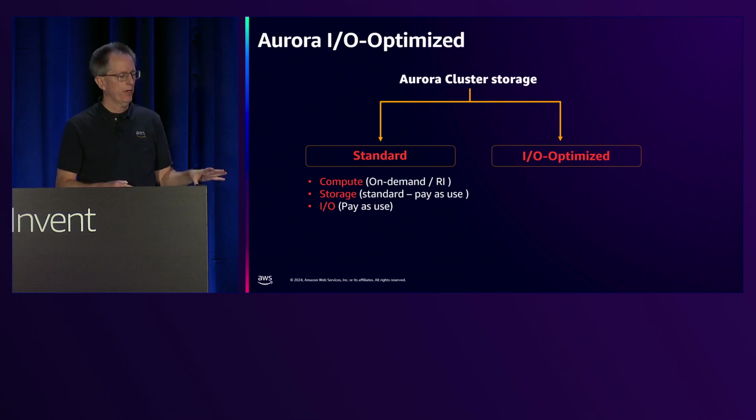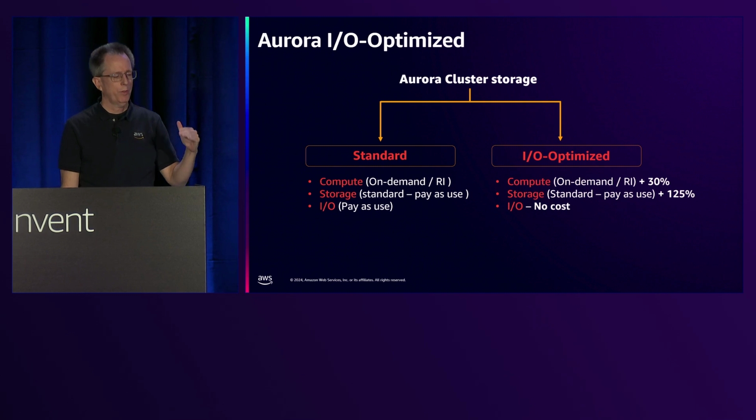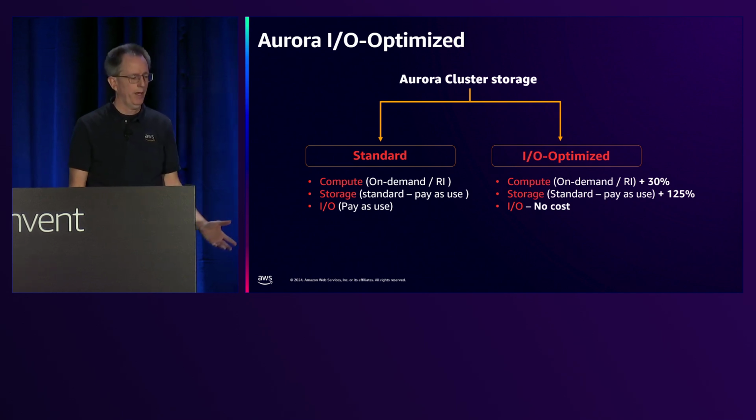The standard one is our normal on-demand for compute or RI. You pay as you go, basically, for storage and I/O, right? On I/O optimized, you're paying a premium on the compute and storage, but you're no longer paying anything on the I/O. And I know that looks like it's a big lift, but again, if you're spending a lot on your I/O costs, that relationship can be dominated by the I/O.